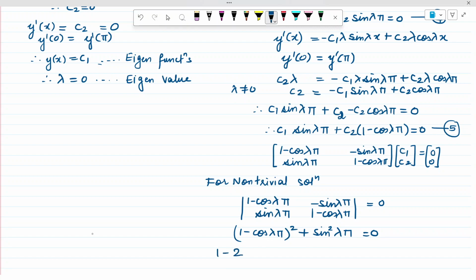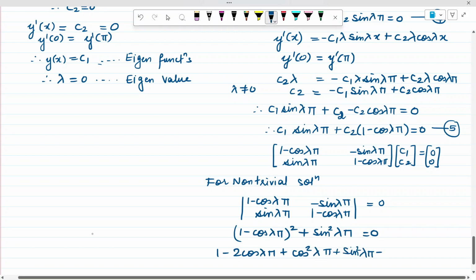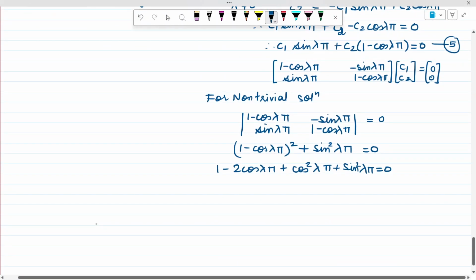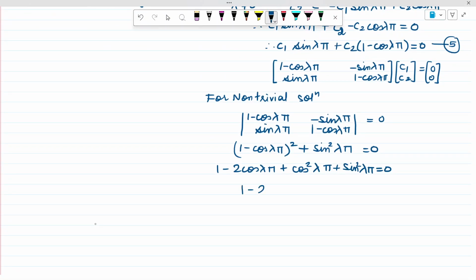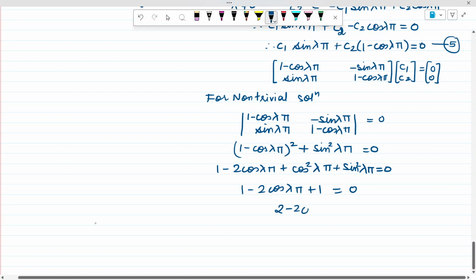So I'll have 1 minus 2 cos lambda pi plus cos square lambda pi plus sine square lambda pi equal to 0. The last two terms will give me a value 1. So 1 minus 2 cos lambda pi plus 1 is going to be 0. So this is going to be 2 minus 2 cos lambda pi equal to 0. Or I can say cos lambda pi will be equal to 1.